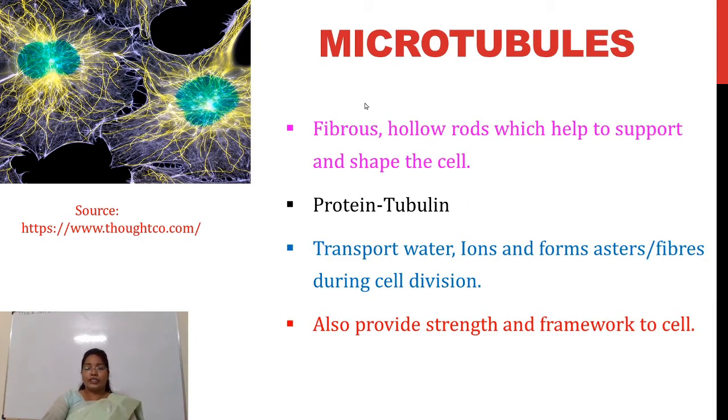Next structure is microtubules. Micro means fine, small. So these are fibrous hollow rods, and they help to support and shape the cell. These are called microtubules, and chemically microtubules are made up of the protein tubulin.